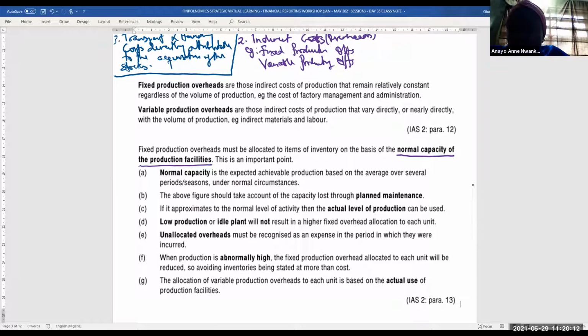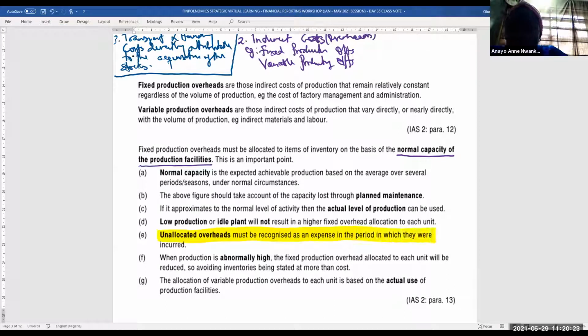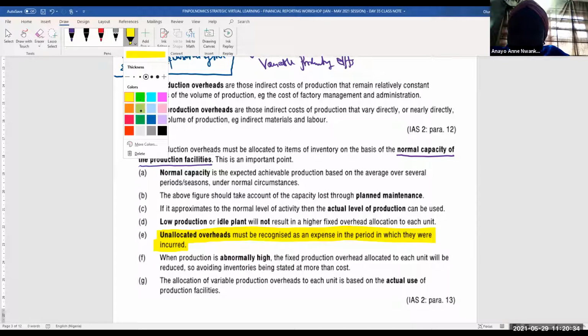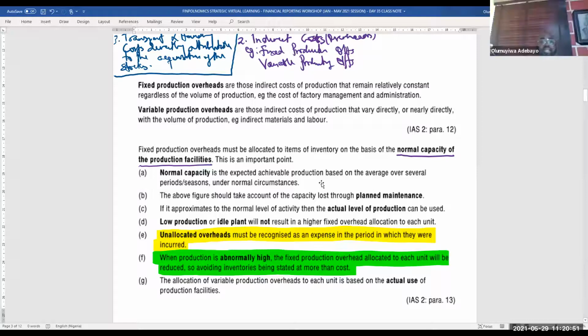E, unallocated overheads must be recognized as an expense in the period in which they were incurred. F, when production is abnormally high, the fixed production overhead allocated to each unit will be reduced, so avoiding inventories being stated at more than cost. G, the allocation of variable production overhead to each unit is based on the actual use of production facilities. Okay, thank you very much.